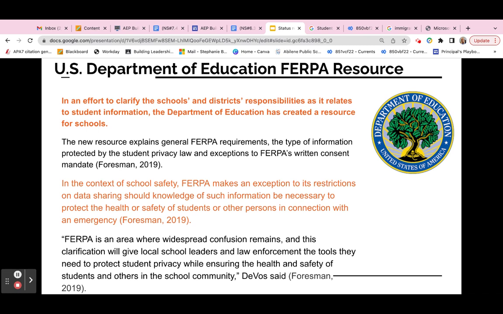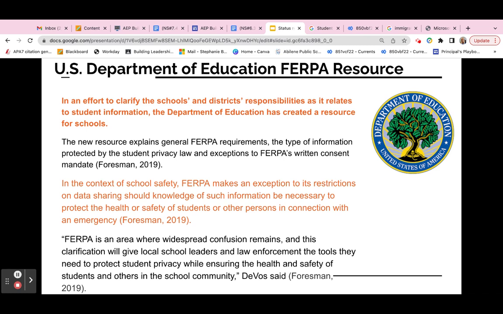In the context of school safety, FERPA makes an exception to its restrictions on data sharing should knowledge of such information be necessary to protect the health or safety of students or other persons in connection with an emergency. So just a little bit more clarification on when you can share information. If there is a medical or health emergency, you definitely are going to share that information, even though it's not a typical person who has access to those student records.